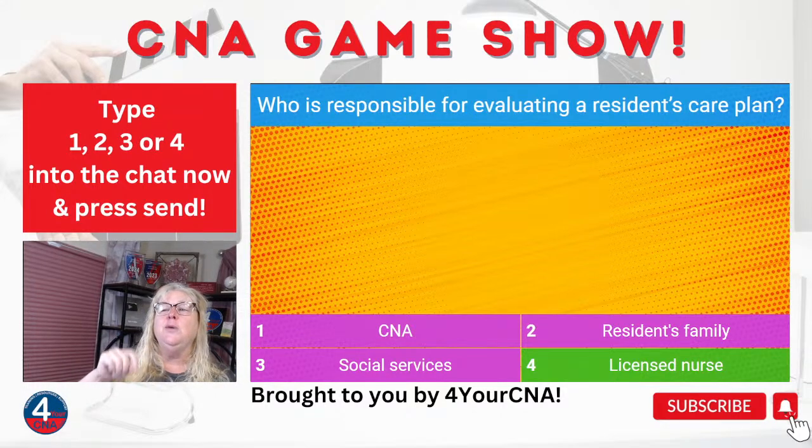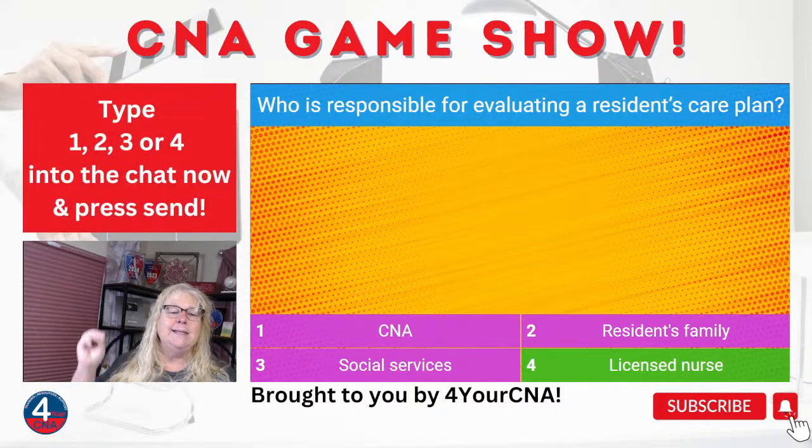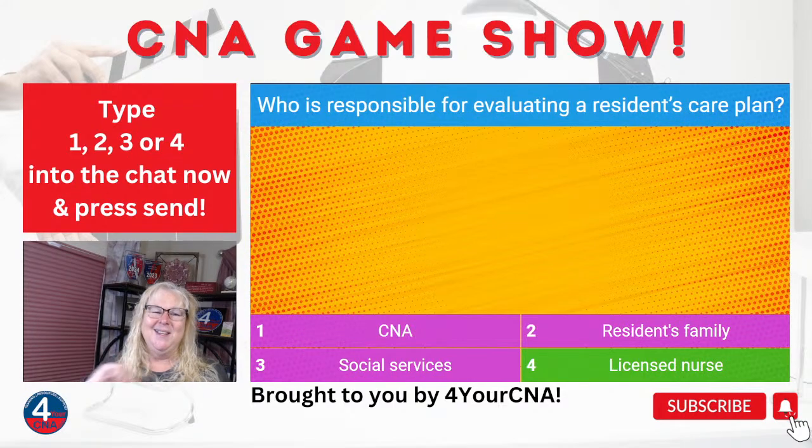Now, if it said who is responsible for carrying out the care plan, well, that would be the CNA. Or who is responsible for providing information to develop the care plan? Well, the resident's family and social services might be appropriate there. But as far as evaluating, that's always the licensed nurse. So good job, guys. Thank you, Jen.